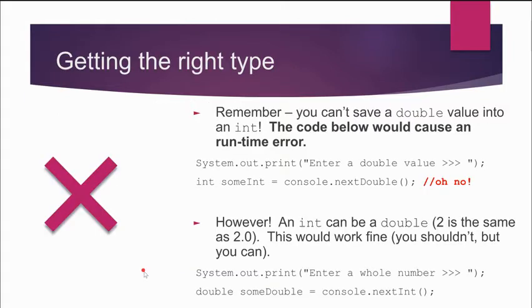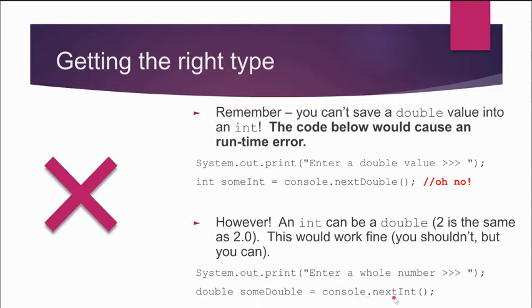Getting the right type. Remember, you can't save a double into an int. The code below would cause an error. For instance, you requested a double value by calling nextDouble, but you attempted to store it in an int. Well, this is a compile time error and this won't compile. However, an int can be stored into a double. 2 is the same or equivalent to 2.0. This would work fine.